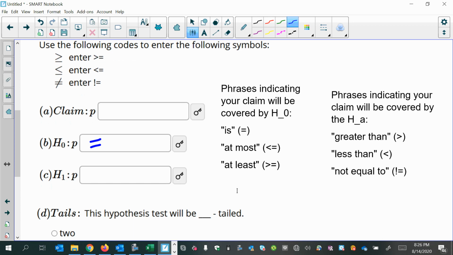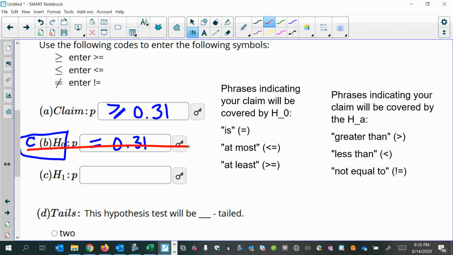So at least means equal to or greater than, right? And they want to test the claim that it's at least 31%. So then my null would be equal to 0.31 because we always use the equal sign. And that equivalence part of my claim means that my claim is contained here in the null hypothesis. So if we find enough evidence to reject it, then we will also be rejecting the claim.